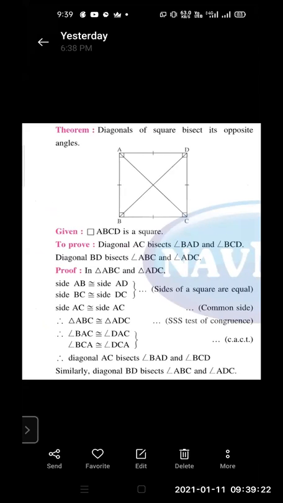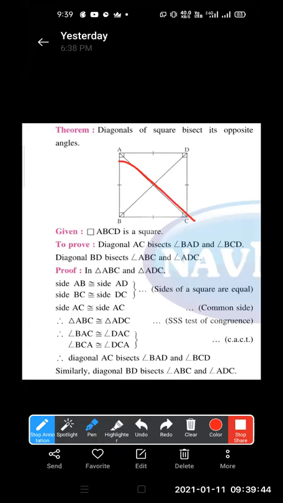Next theorem: diagonals of a square bisect its opposite angles. Now see here in the figure, quadrilateral ABCD is given. What is given? It is a square. Diagonal AC and diagonal BD bisect its opposite angles. Here angle A and angle C are the opposite angles, and angle B and angle D are the opposite angles.